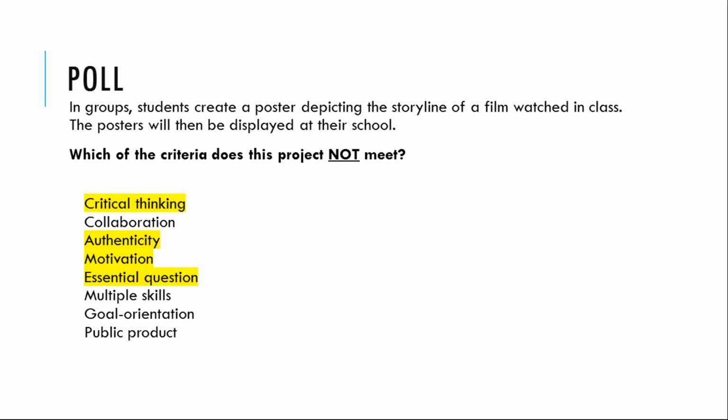that hit that criteria. It has goal orientation. The students have to produce something. They produce a poster, and it has a public product. That poster is going to be displayed in their school. So this project isn't all bad, but it misses the boat on some of the most important criteria for a good and engaging long-term project. For projects that practice skills that go beyond simple language skills, they go a little bit deeper and help students become not only good English speakers, but good thinkers and good talkers and good interactors.